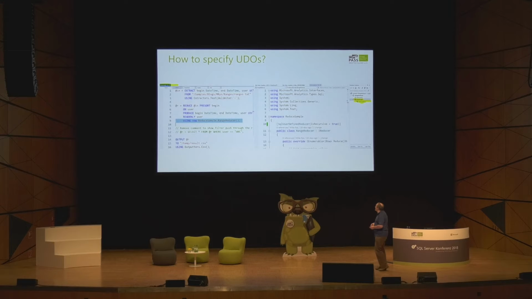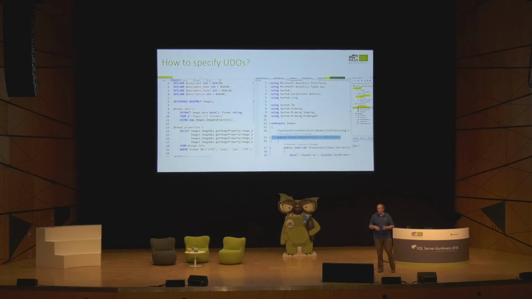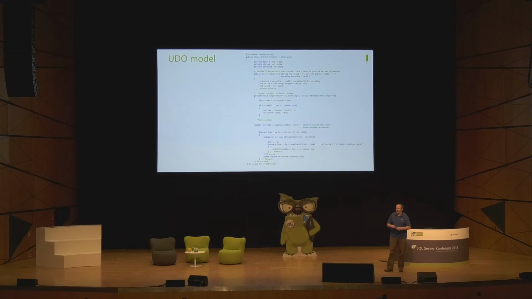So how to specify these UDOs? You could use what we call the code behind feature, which is a feature in Visual Studio that basically kind of hides this. I will show you that with the Python example in a minute. Or you can basically do this with separate class libraries, which we have seen earlier as the example. And the UDO model, just to recap, basically you implement the interface, you mark it as what it is. You have parameterization with the class constructor. You then override the extract method of the interface.